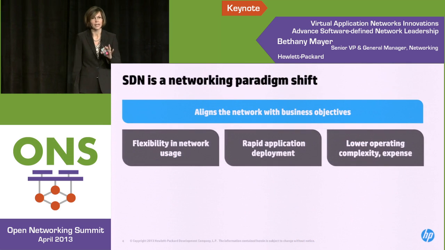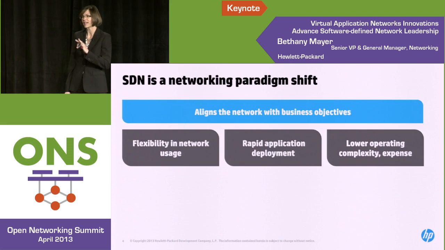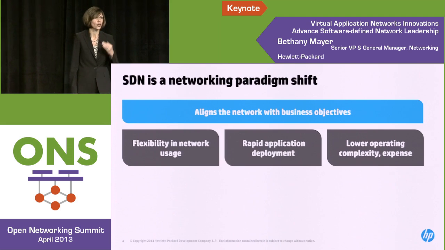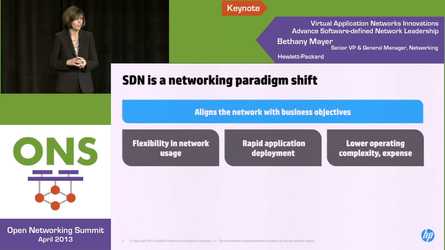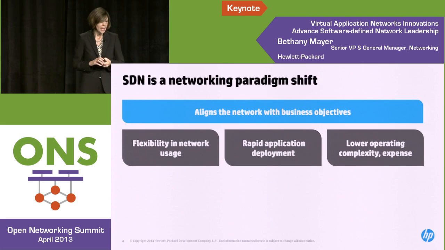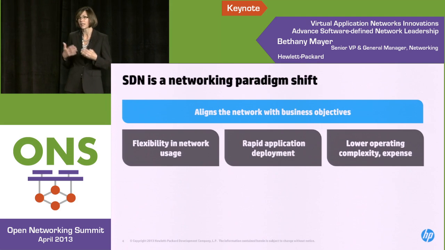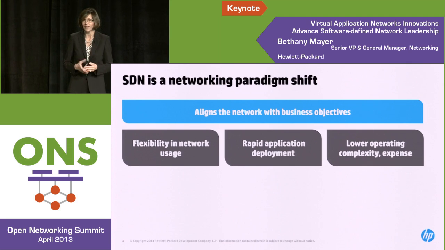So SDN is really a networking paradigm shift. It aligns the network with the business objectives. So instead of making the network a stumbling block, it actually becomes part of the mechanism that allows a business to make changes it needs to drive business forward. So it provides flexibility in network usage. It provides very rapid application deployment, and we're actually demonstrating one of those applications, Link, in fact, at the show. So I'd love you to come and take a look at that. And it also provides lower operating costs and less complexity, because the amount of people, time, and money it takes to make changes to a network and to ensure that it is flexible is significantly lowered as a result.